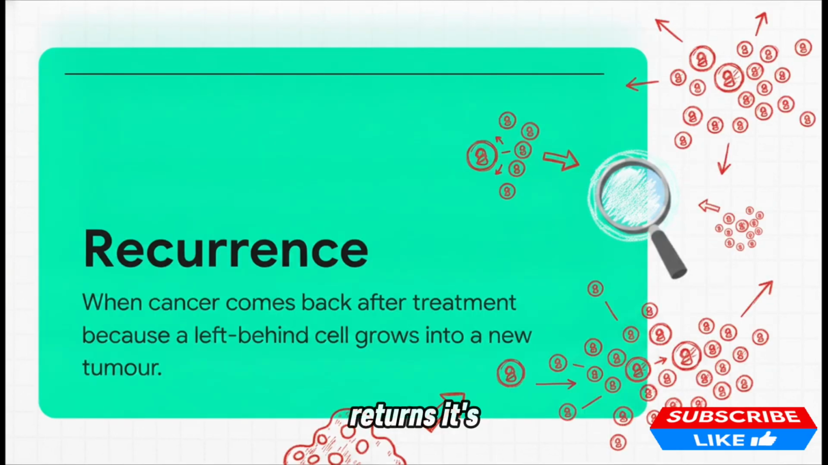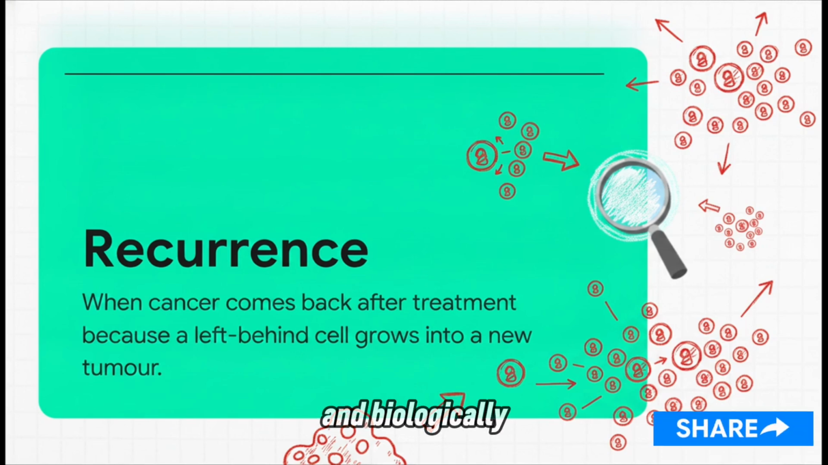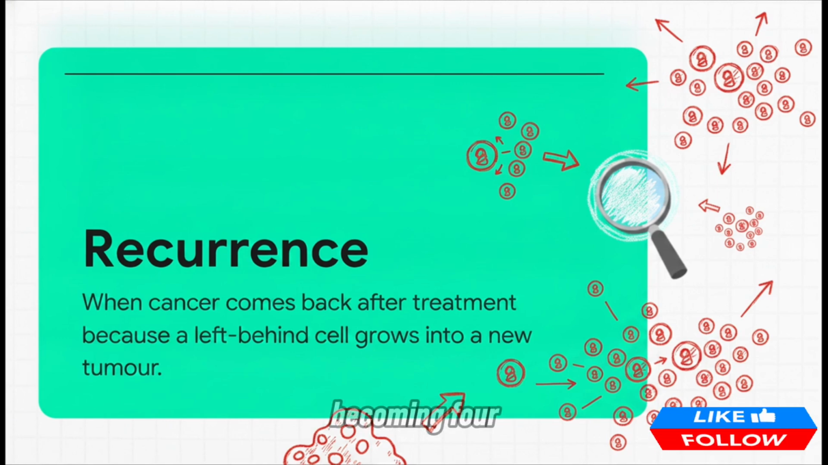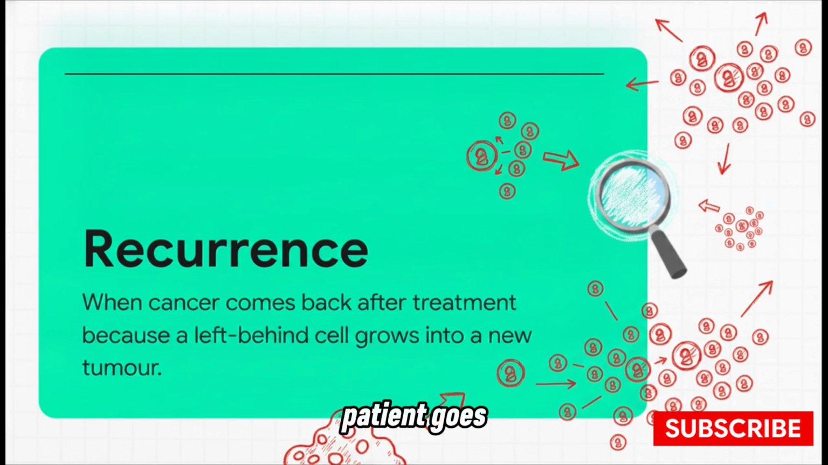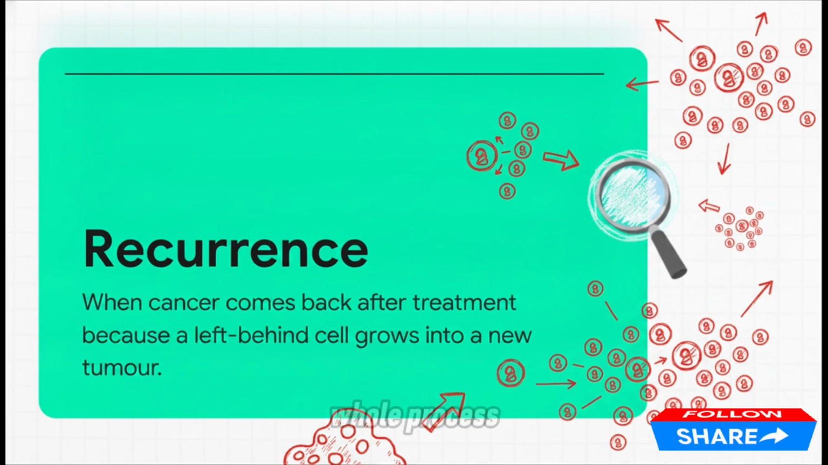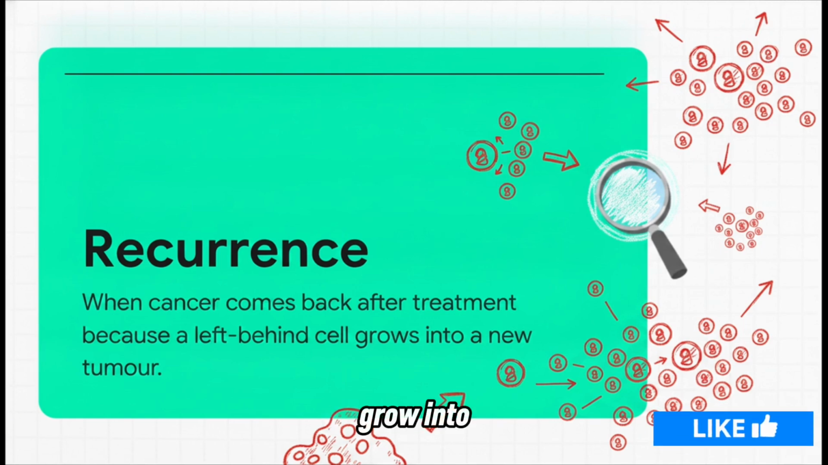When cancer returns, it's called a recurrence. And biologically speaking, it is basically an issue of pure math and exponential growth. Remember earlier when we talked about one cell becoming 2 and 2 becoming 4? Well, if a patient goes through treatment, let's say they have surgery to remove a tumor, if even a single microscopic cancer cell is left behind, that one cell can restart the whole process. It can divide and grow into a brand new tumor, either right in the original spot or in a new location if it had already traveled.